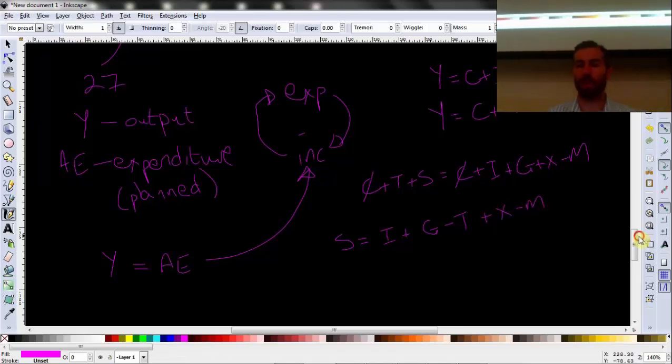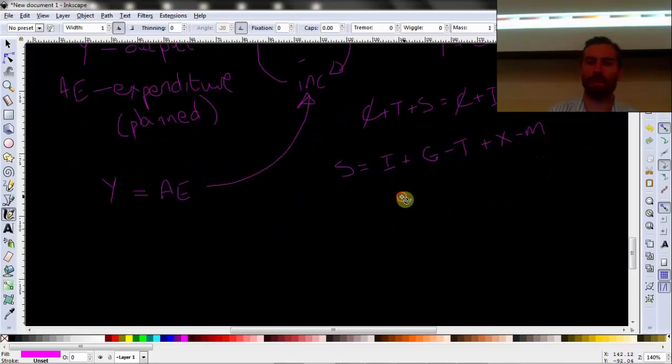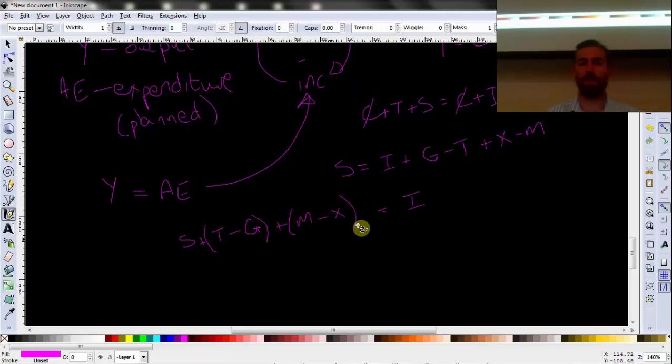Or I can write this alternatively as investment is equal to savings by private households plus savings by government plus any savings from the rest of the world that we are borrowing. If we have a closed economy, then we don't worry about this. If we have a private economy, so there's no government, then we don't worry about this.